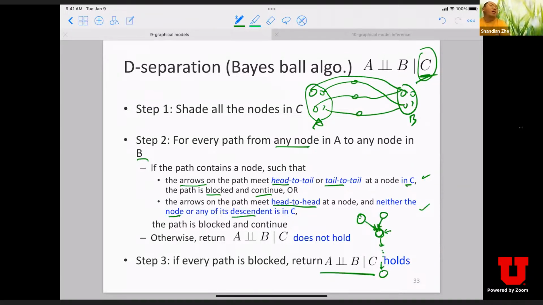A and B are independent conditional on C. However, if there is at least one path which is shown to be not blocked, then we claim that this conditional independence does not hold. Does it make sense?